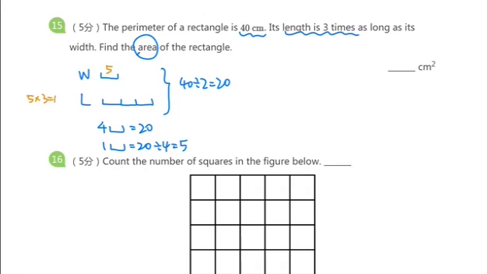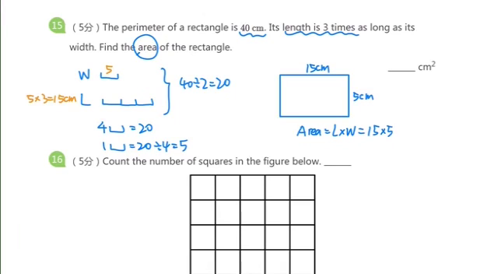So here, let me draw a rectangle. A rectangle, we should have the length is 15 centimeters. The width is 5 centimeters. So here, the area should be length times width, which is 15 times 5, equals to 75 centimeters squared. So the final answer should be 75 centimeters squared.